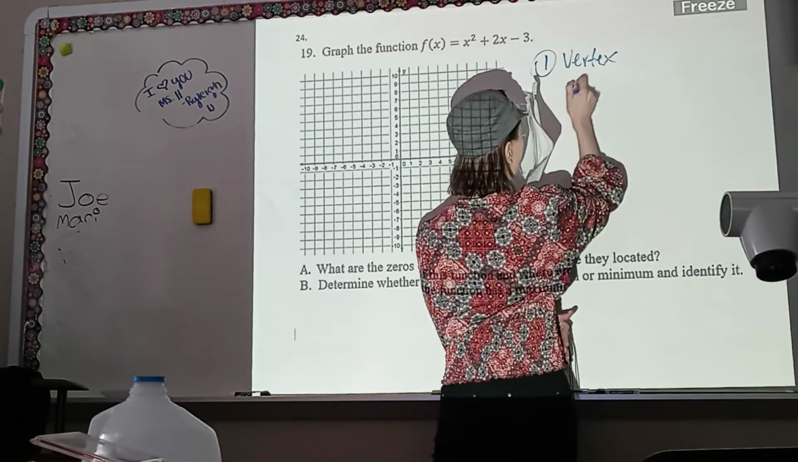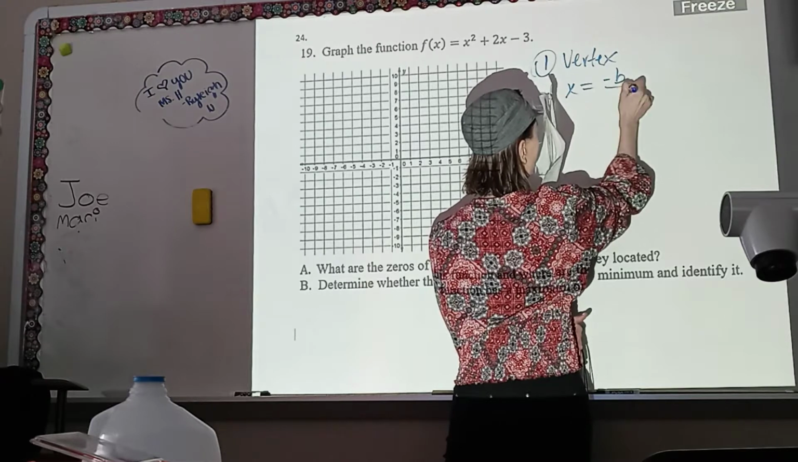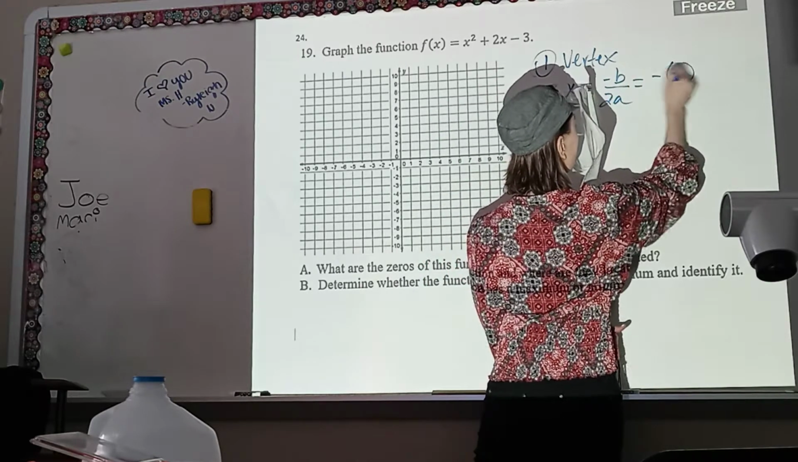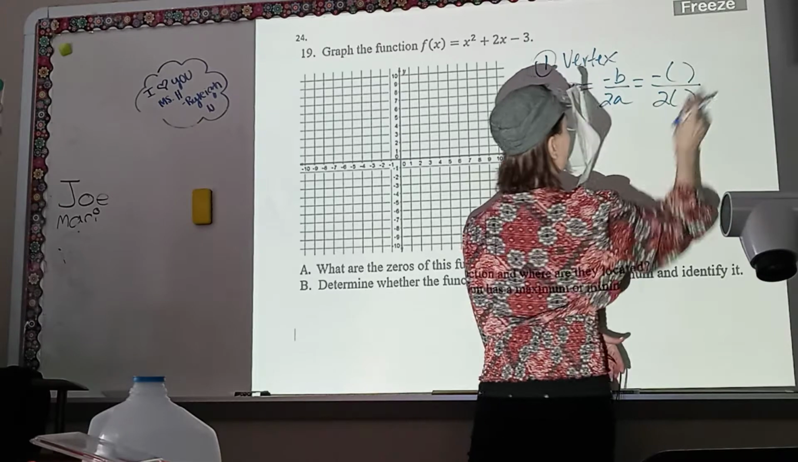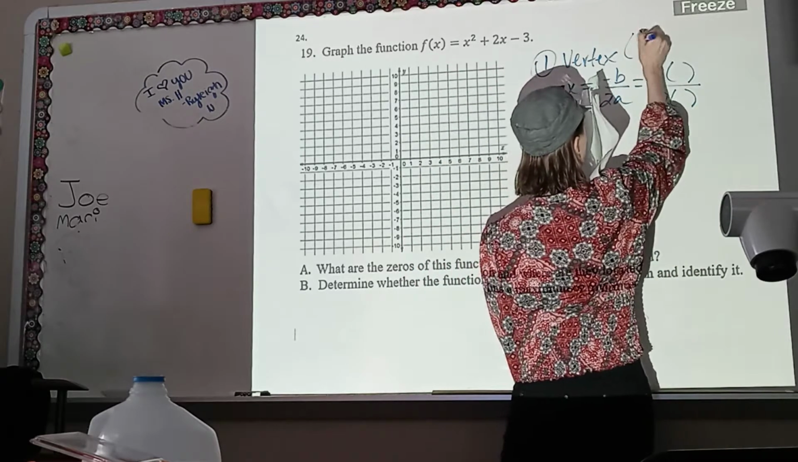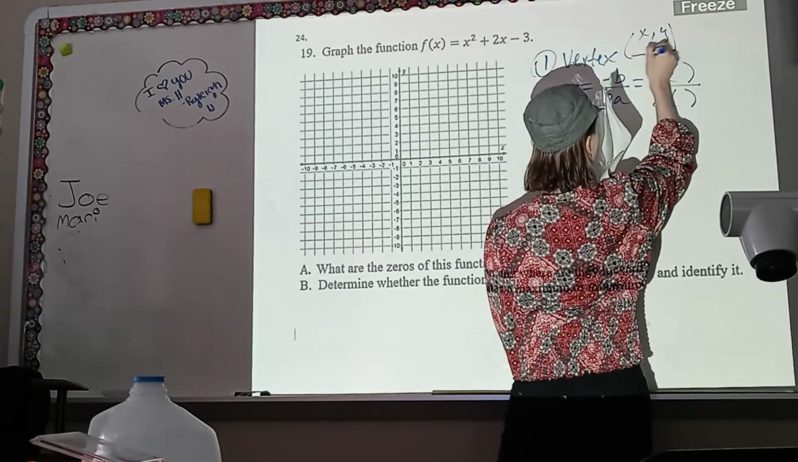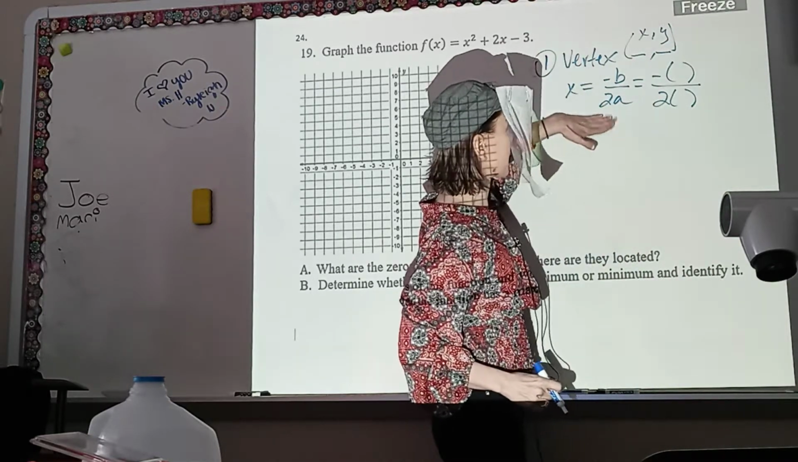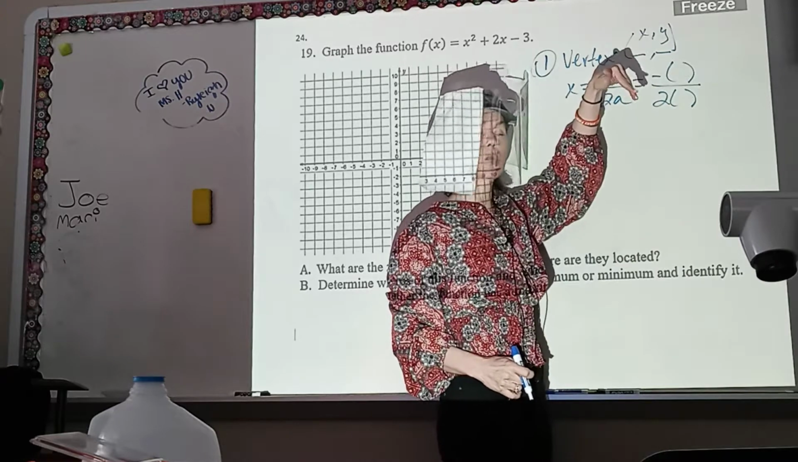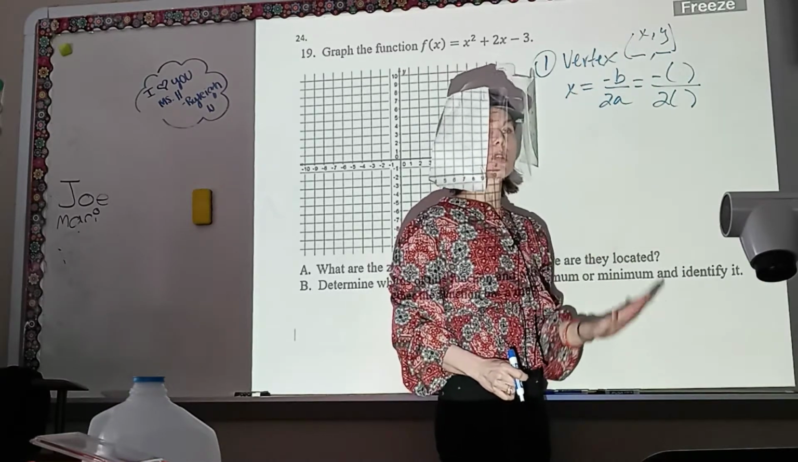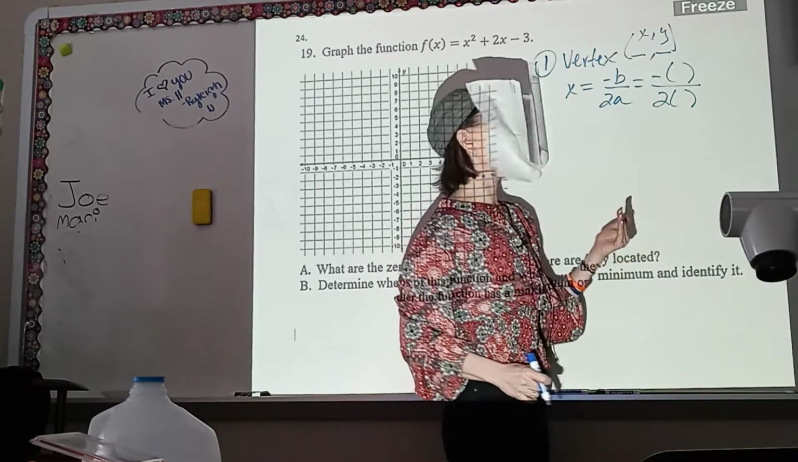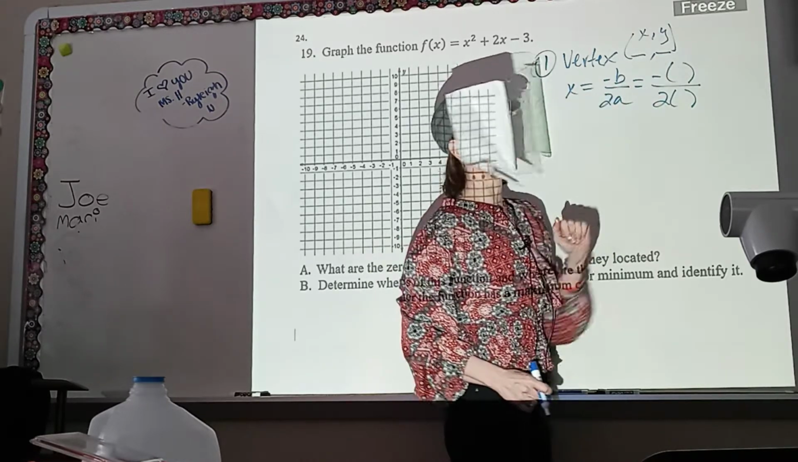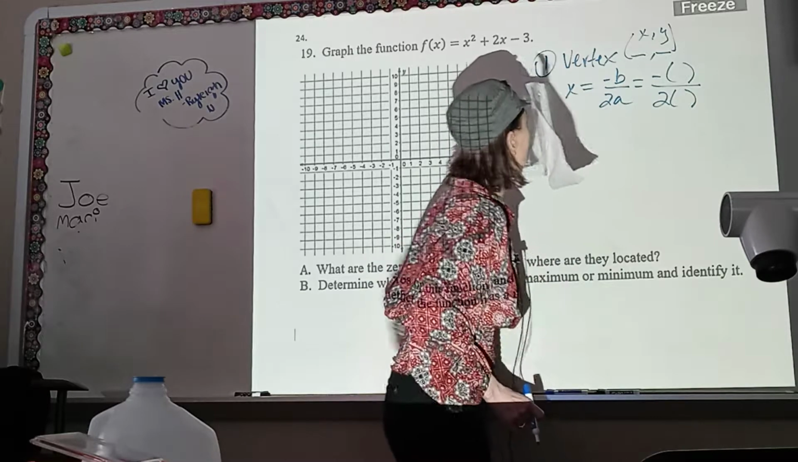We have to find the x first by using this little formula. In the vertex, you're going to solve for the x and the y value. So first we have to find the x of the vertex, which is the highest or lowest point of the parabola, right? Once you find the x, then you can solve for the y.